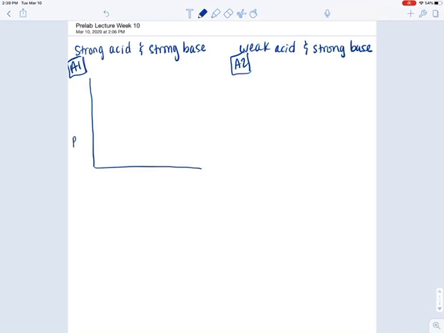A titration curve is a plot of pH versus either equivalence of acid added or equivalence of base added. In this case, we're adding hydroxide, so we're adding base. So the x-axis is volume of hydroxide added. And the strong acid that you were working with in lab is HCl, the strong base, NaOH.